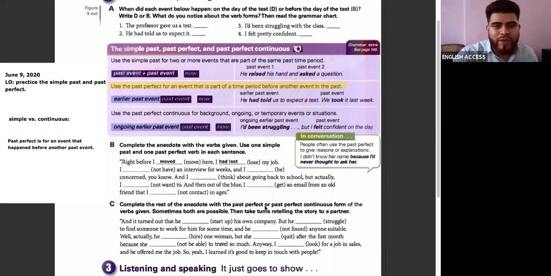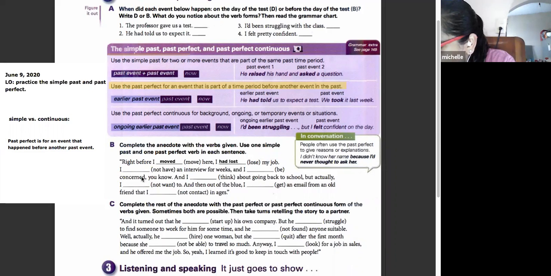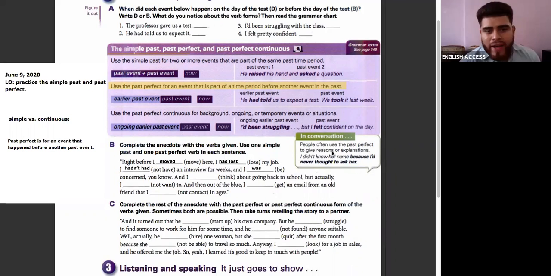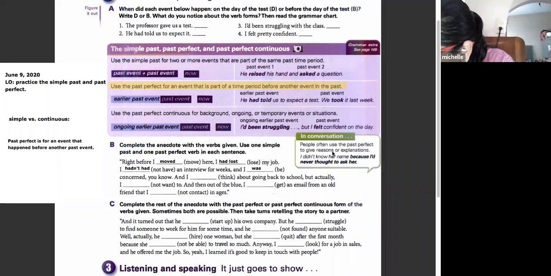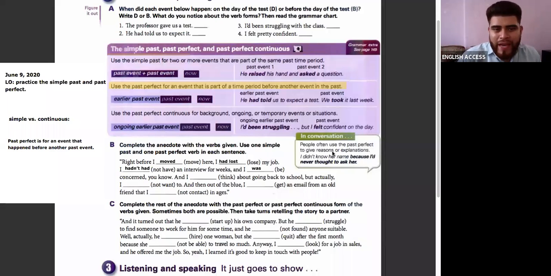Next, Michelle, can you help me with the next sentence? I don't have an interview for weeks and I be concerned. I think that the first one is past perfect. And now I was concerned. No, come on. Yes. I hadn't had an interview for weeks and I was concerned. Okay. Please finish this paragraph, exercise B.